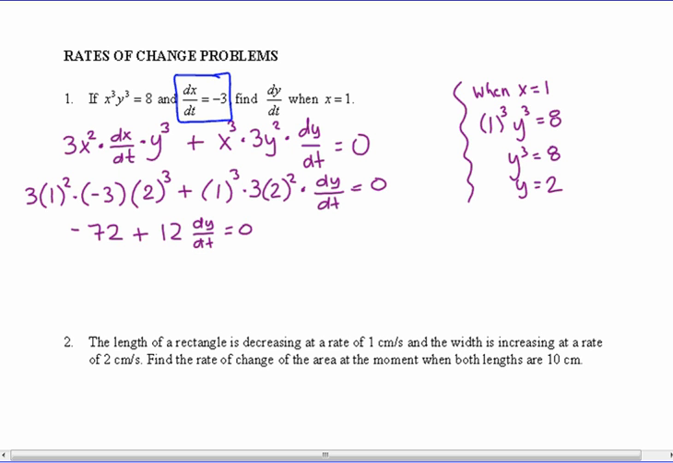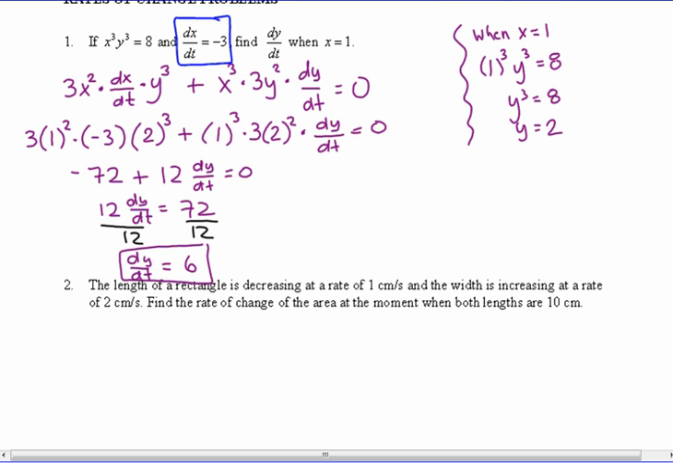What's next? To move the 72, yeah. So add 72 to the other side. And then divide by 12, which gives you 6. So it's positive 6, so that means it's increasing. There's our solution. Because it's positive, y is increasing every second.